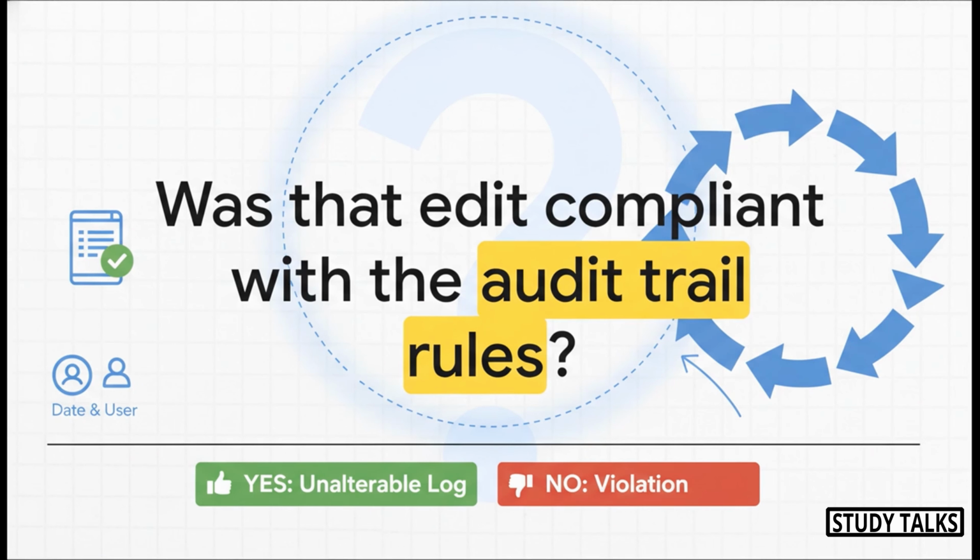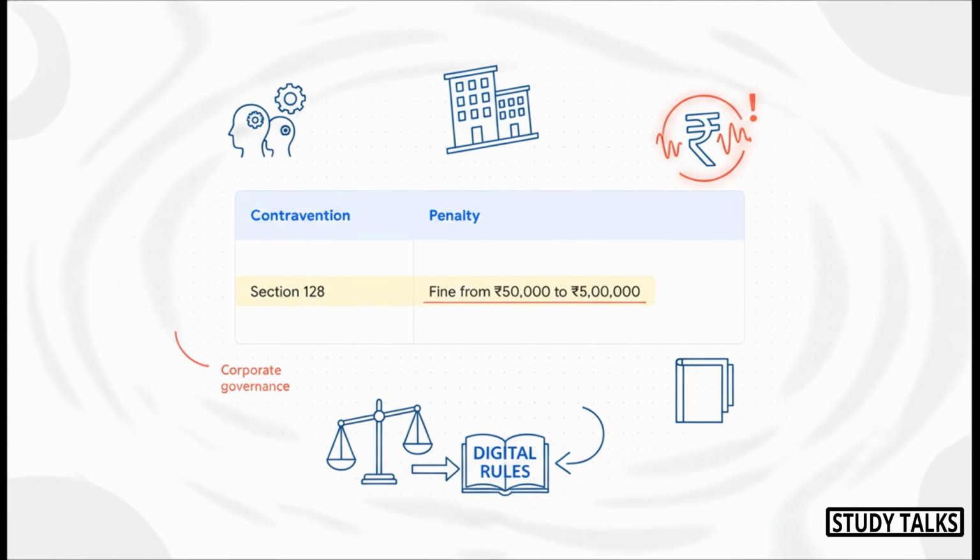So let's circle all the way back to that first question. That simple accounting edit, was it compliant? Well, now you know the answer. If the software logged the change in an unalterable audit trail showing the date and details, then yes, it's perfectly fine. But if it didn't, the company is in violation. See how a tiny detail suddenly becomes a major compliance issue? And this isn't just theory for an exam. Getting any part of Section 128 wrong can lead to a hefty fine, from 50,000 all the way up to 5 lakh rupees for the company and its officers.